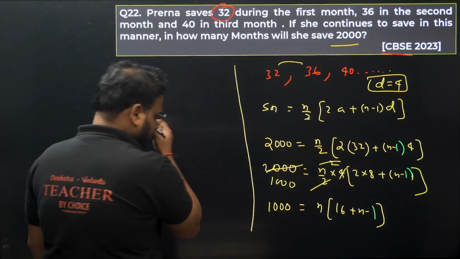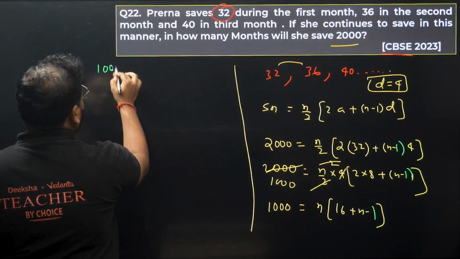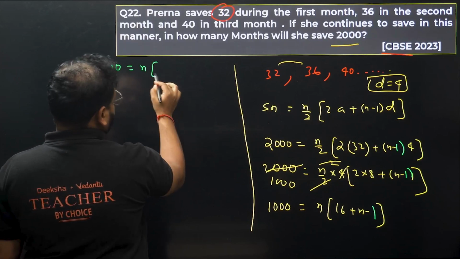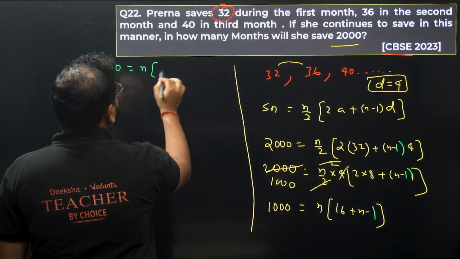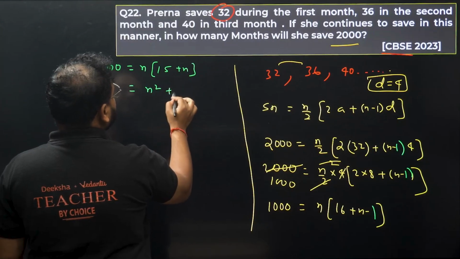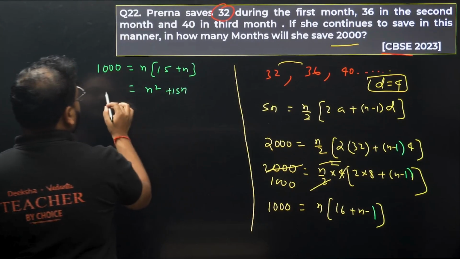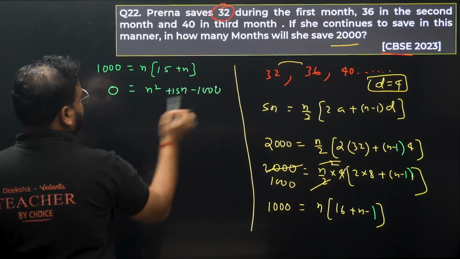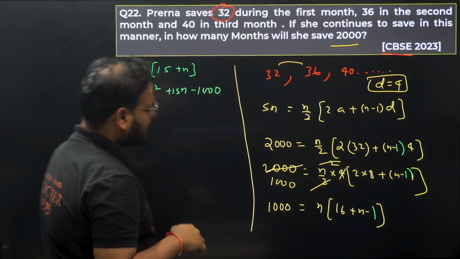So the actual equation becomes 1000 equals n times 15 plus n. Expand. You'll have n square plus 15n, and write this as 0 and bring this 1000 over here. Okay, bring this 1000 over here. All right.